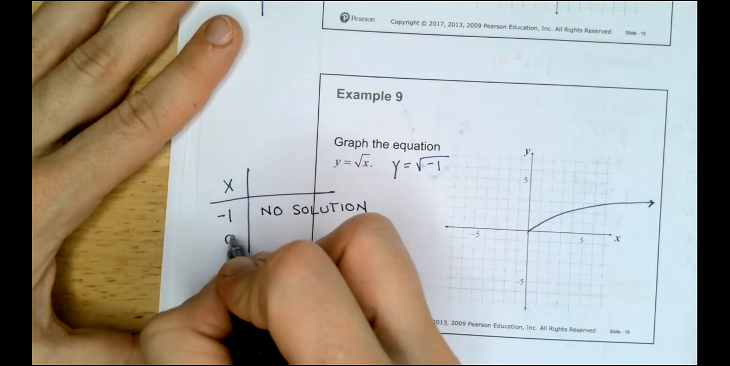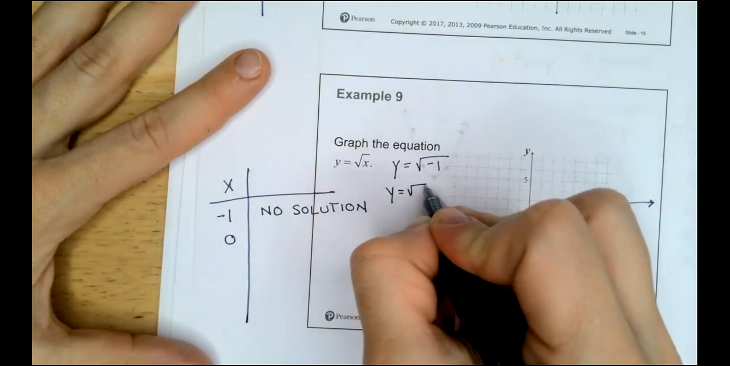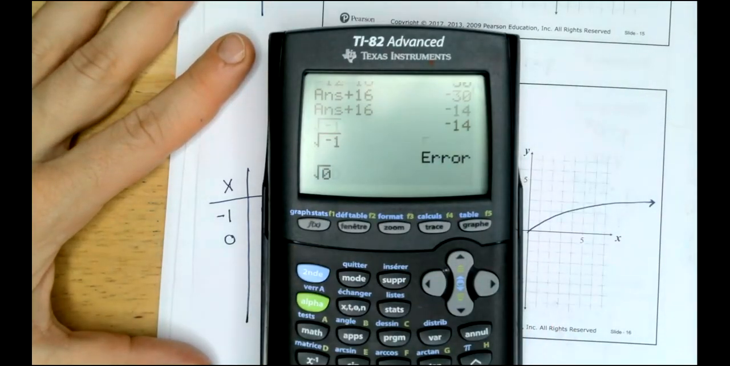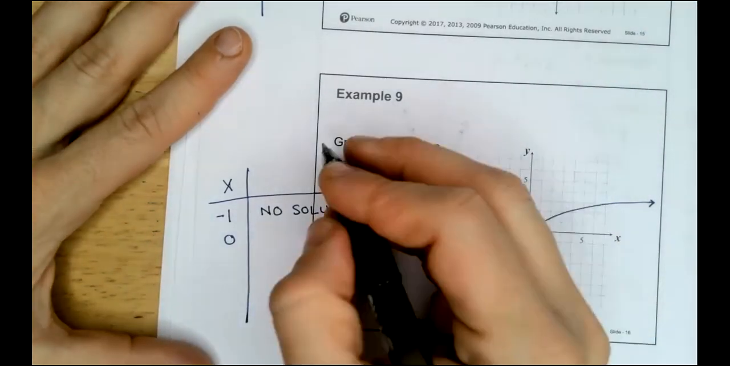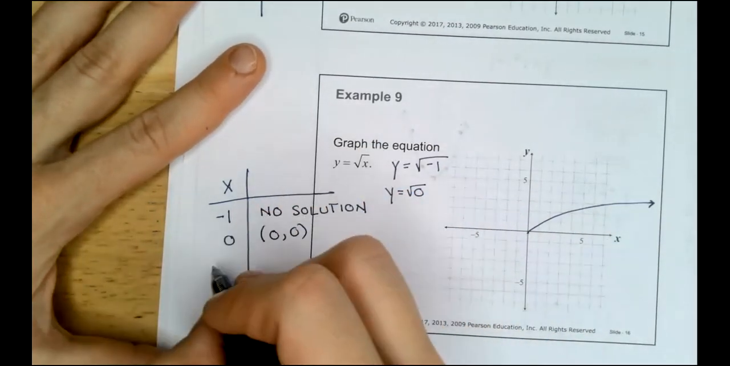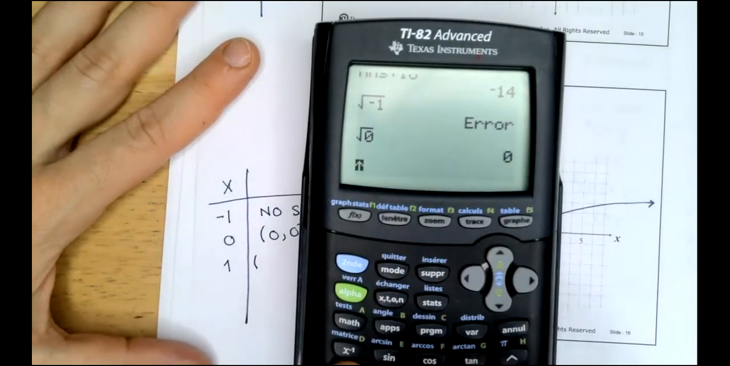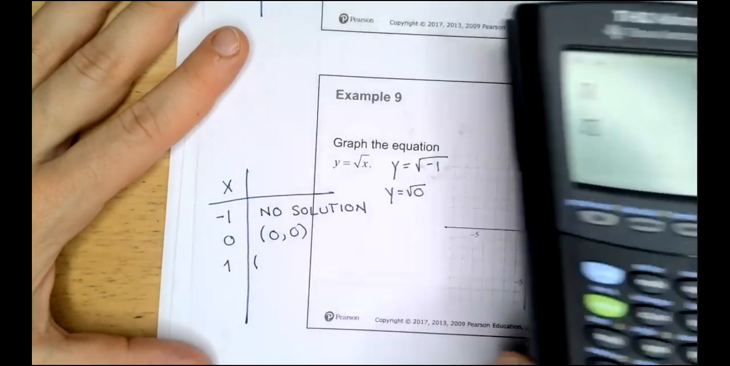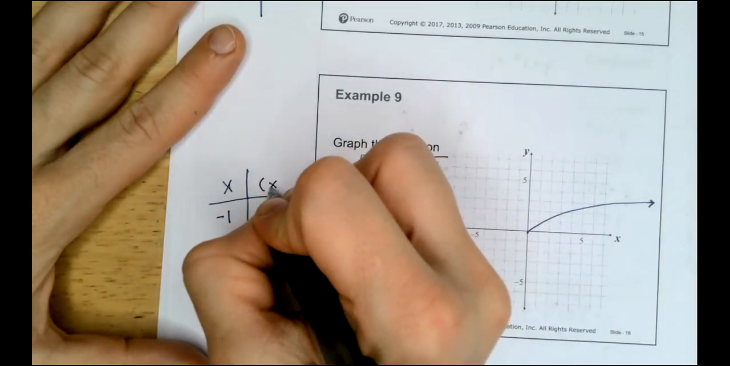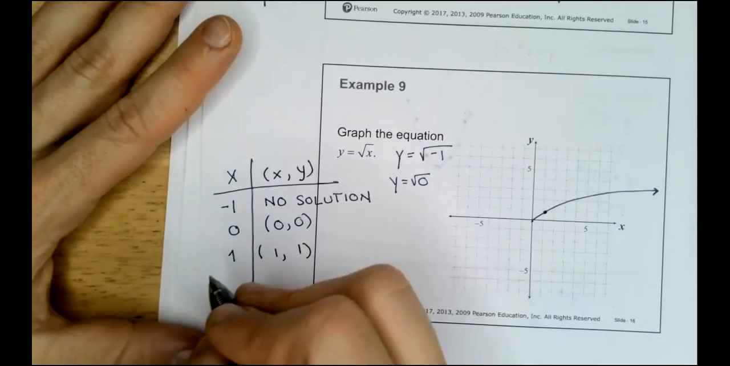When x is 0, y equals the square root of 0. What's the square root of 0? The square root of 0 is 0. So our graph will start at 0, 0, and then 1. What is the square root of 1? The square root of 1 is 1. Sorry, we're talking about the xy value, the coordinate point. So that's going to cross there.